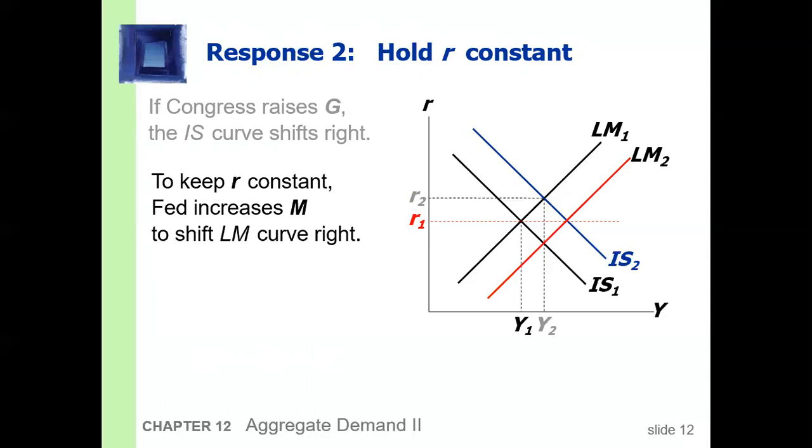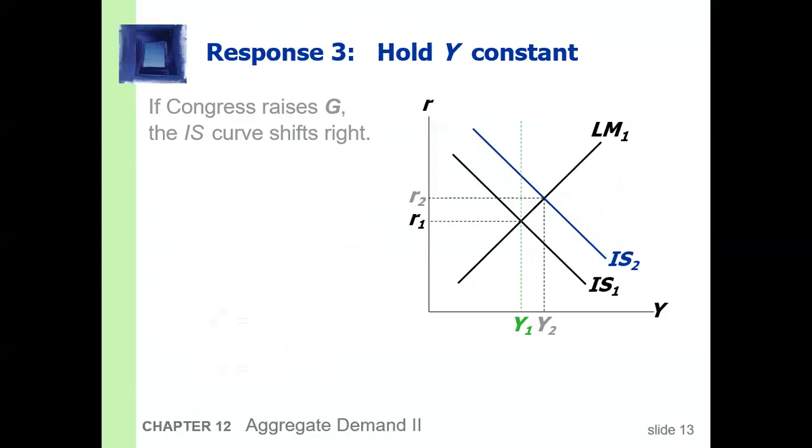Then the central bank increased the money supply, so the LM curve shifted to the right, and you can see the interest rate come back to the same place. In this case, output or income increased more than in the previous case, and the interest rate remains constant.